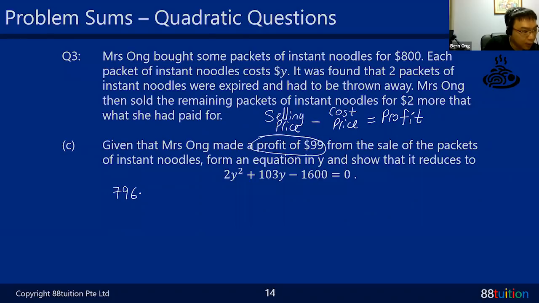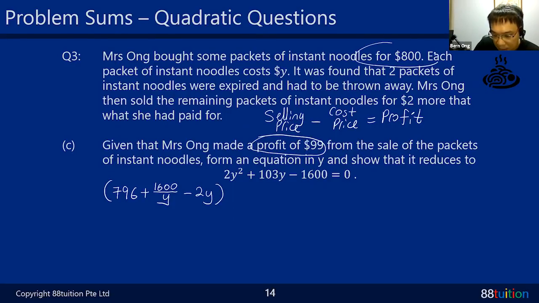So the selling price is given as 796 plus 1600 over Y minus 2Y. Selling price minus cost price. What is the cost price? Cost price is the money you took out, which is the $800. So this is the selling price minus the cost price, which is $800, and it will give you a profit of $99. So you successfully form the equation already.